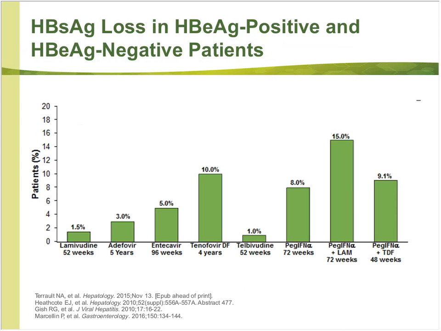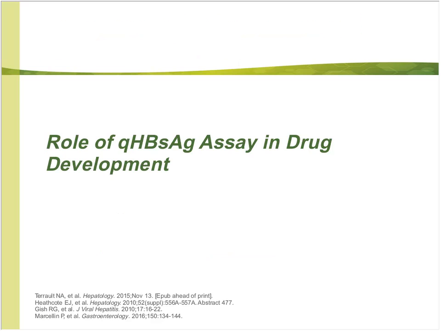S antigen loss in E positive and E negative patients, this is just reviewing what happens. Left cluster is our nukes, right cluster is pegylated interferon, and we have a 5 to 10% chance with nukes, and we have an 8 to 15% chance of S loss with interferon therapy. And even combination therapy may be slightly higher, although that's still not golden.